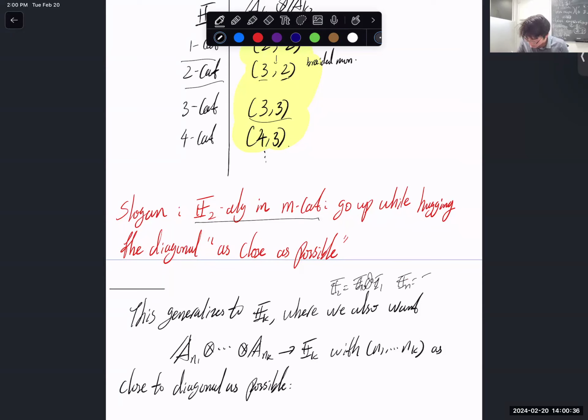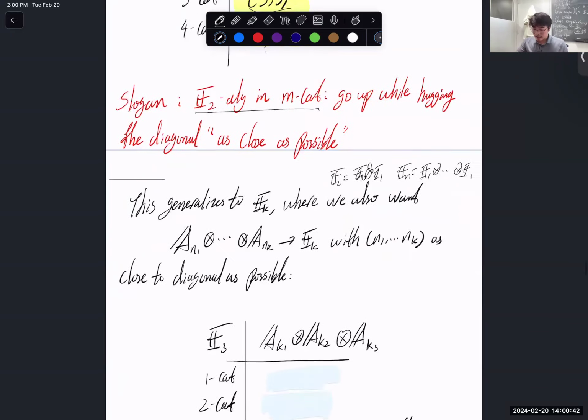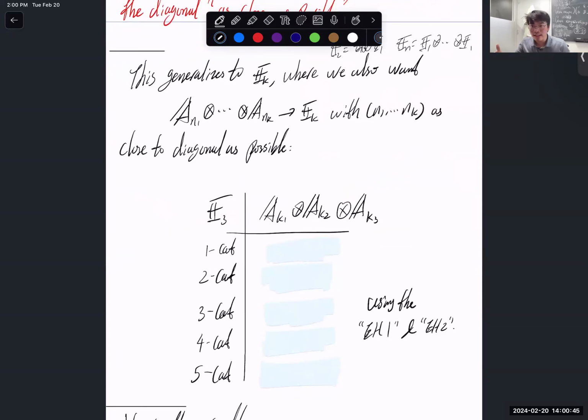E_n is just n copies, right? Just inductively, it turns out that E_n, the additivity tells us, is n copies of it. And what you want to do again is literally the same thing. You just hug basically the diagonal as close as you can. You basically want to get all the commutativity you can, and that's going to take care of everything else.